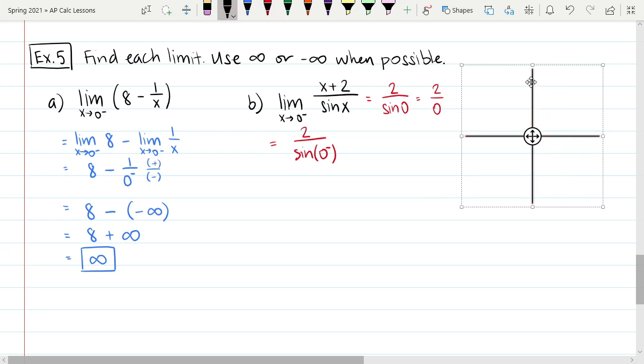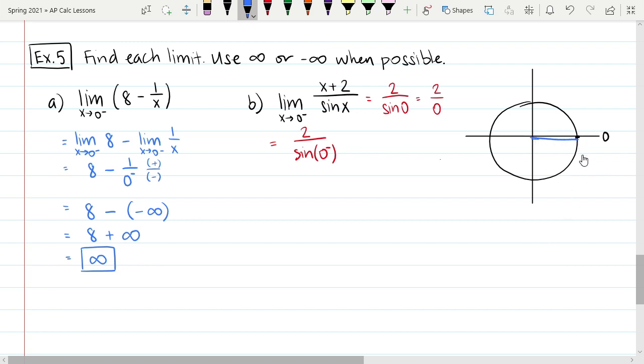Now in the unit circle, remember that this right here is your 0. And if I'm approaching 0 from the left, remember that means slightly less than 0, then that means we're really looking at an angle that's in quadrant 4. Now we know that in quadrant 4, remember that cosine and secant are your positive functions, and then sine and tangent are your negative functions.